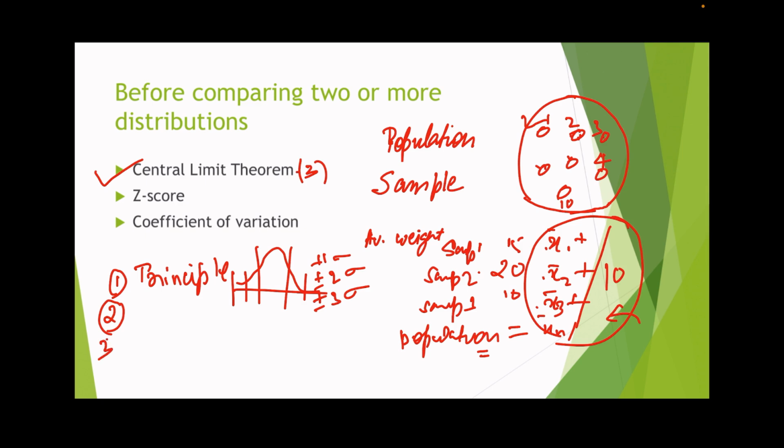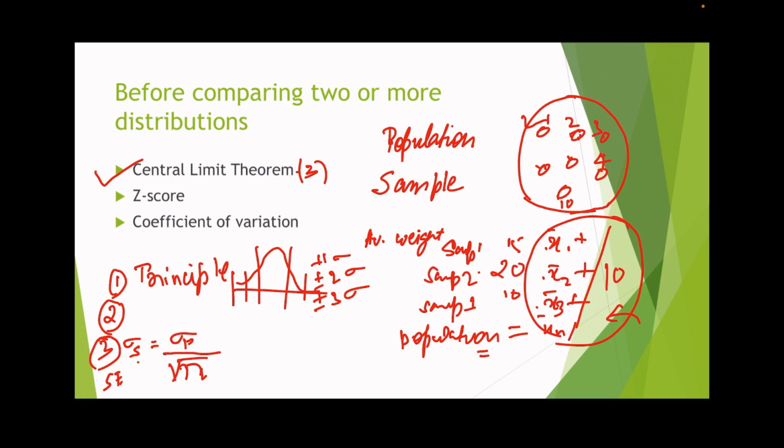But wait, let us look at the third and most important principle. It tells that given the standard deviation of the population, the standard deviation of the sample means, which is also known as the standard error, is given by standard deviation of the population divided by square root of number of observations. So that is there.